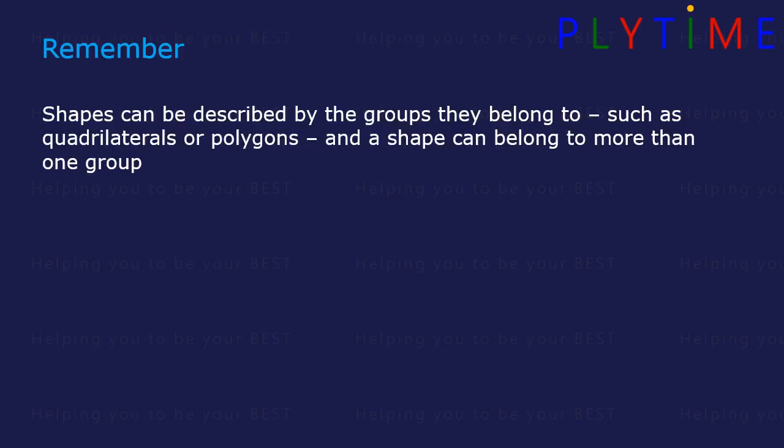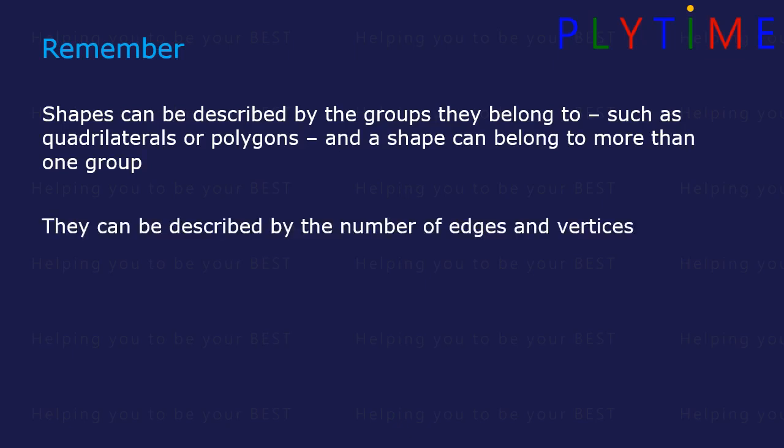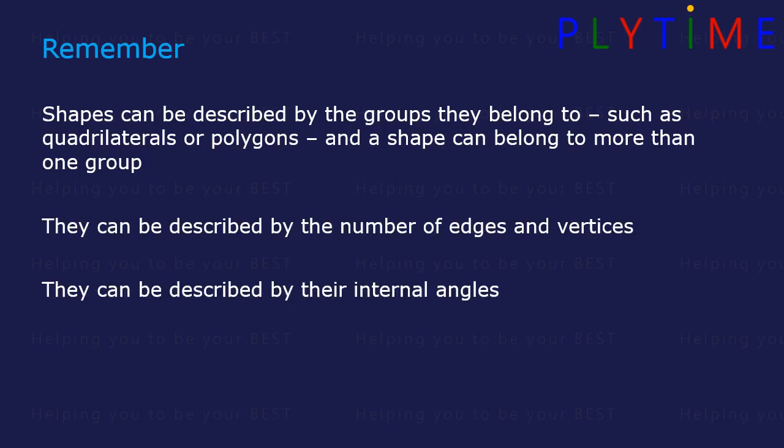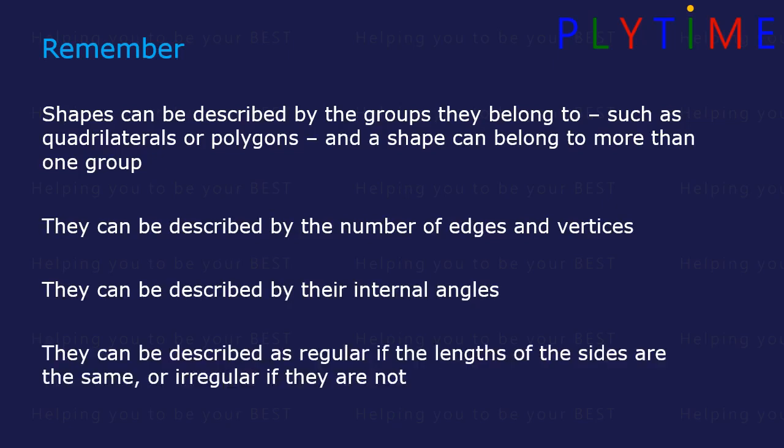Remember, shapes can be described by the groups they belong to, such as quadrilaterals or polygons, and a shape can belong to more than one group. They can be described by the number of edges and vertices. They can be described by their internal angles. They can be described as regular if the lengths of the sides are the same, or irregular if they are not.